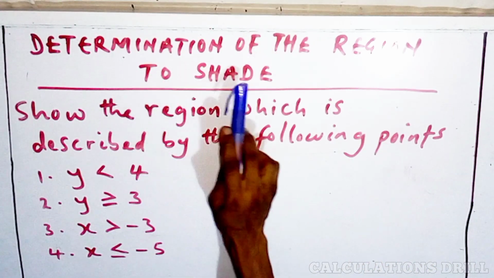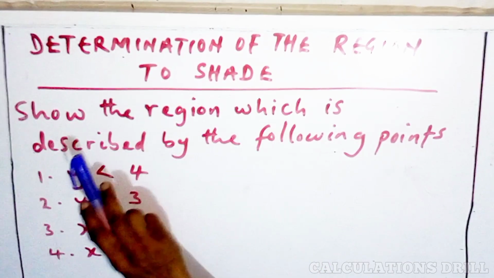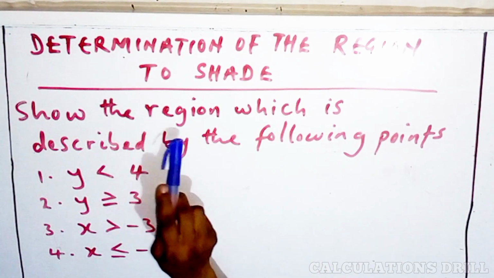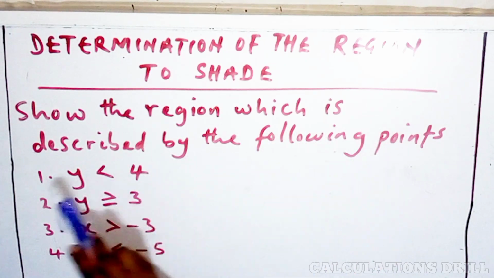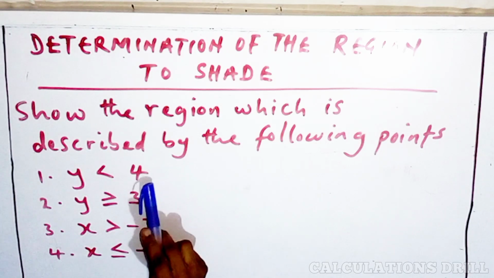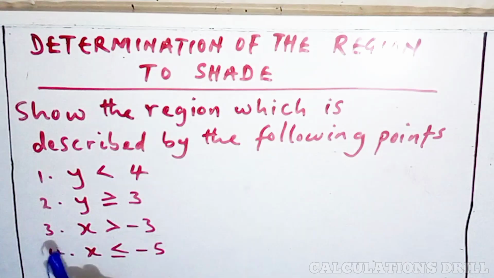Determination of the region to shade. That is one aspect students also find difficult, knowing where to shade. So we're going to see some questions. As you can see, we have about 4 examples. On the board, we're going to start with the first.